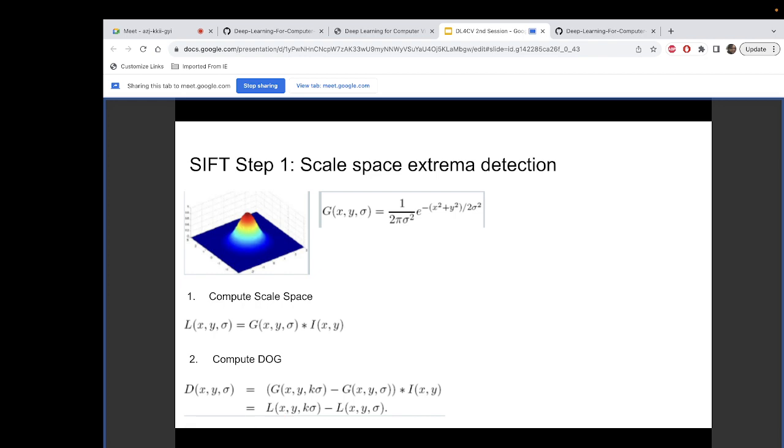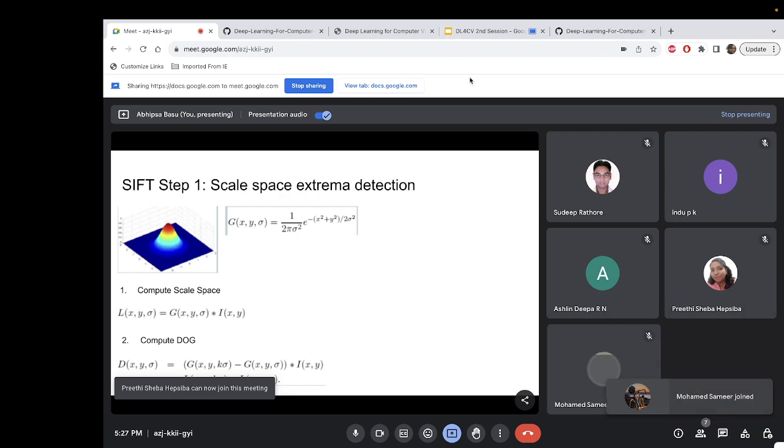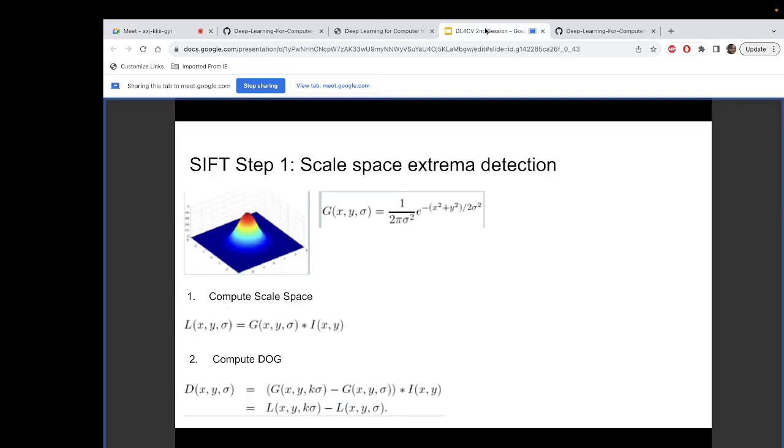Basically, why we are doing this is because DOGs are an approximation of the Laplacian. We know that Laplacians have multiple functions. They can detect edges, they can detect blobs. All of this we have gone through in the week, but Laplacians are not easy to compute. They take up a lot of compute power.